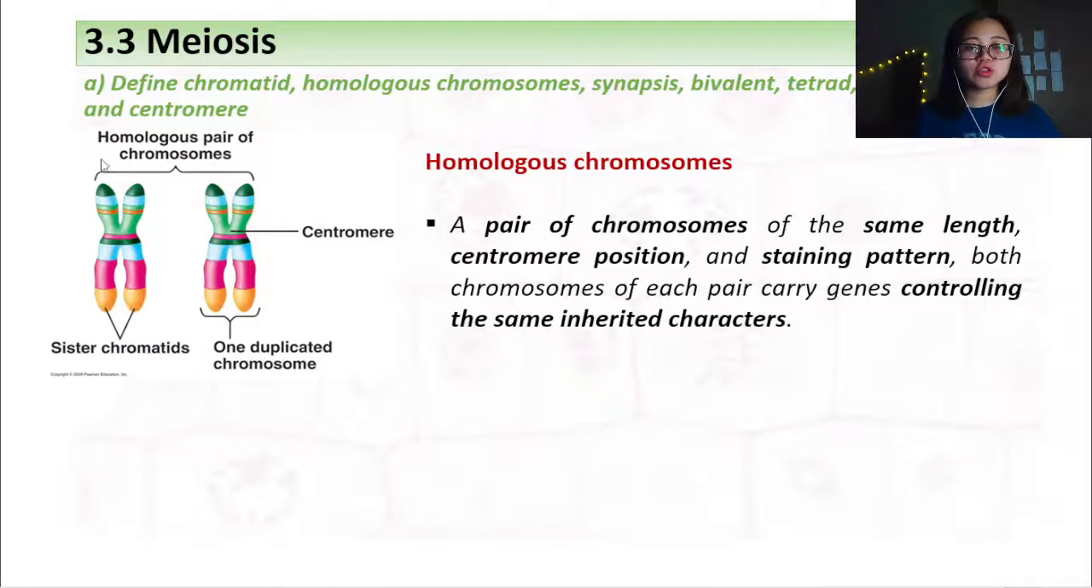So these two chromosomes exist as a pair. Memang ini pasangan dia, partner dia. Dia punya panjang, posisi centromere akan sama.